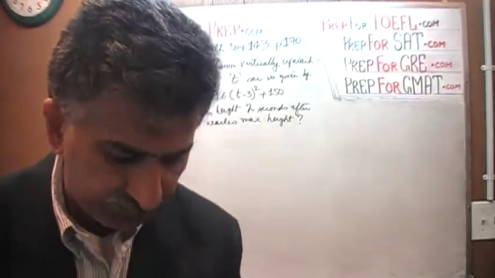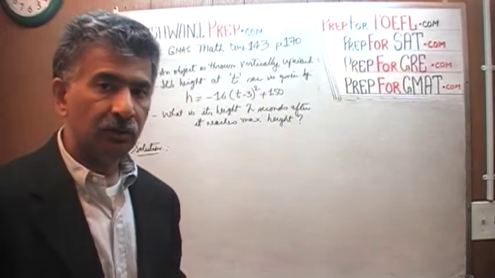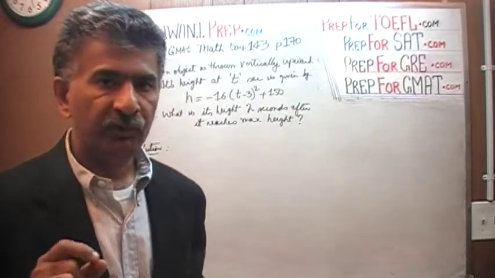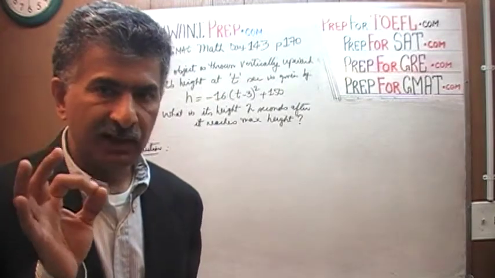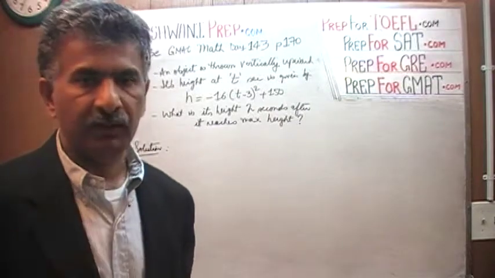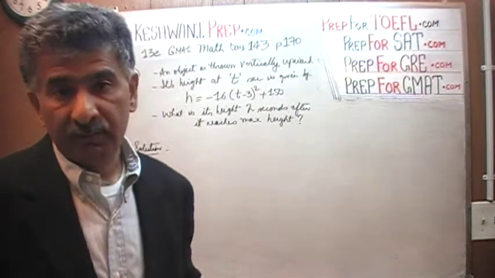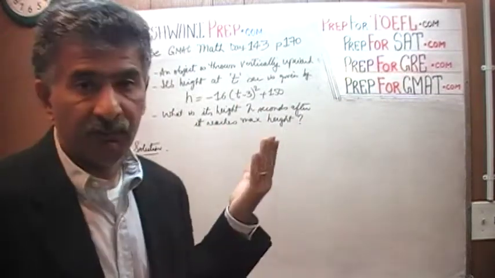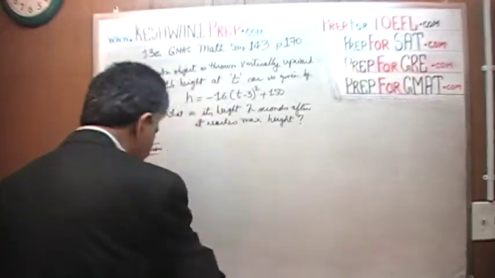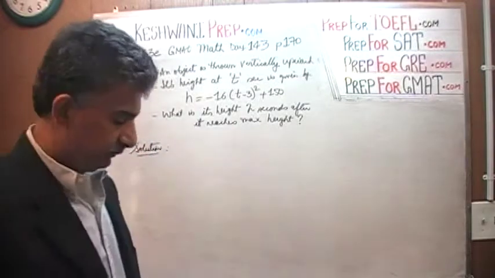In order for us to find out what is its height 2 seconds after it reaches its maximum height, we have to first figure out at what precise time it reaches its maximum height. And then we have to add 2 more seconds to it, and that will give us the value of t. And once we have the value of t, we can put it in this equation and find out the height. So let's find out, when does it reach its maximum height?